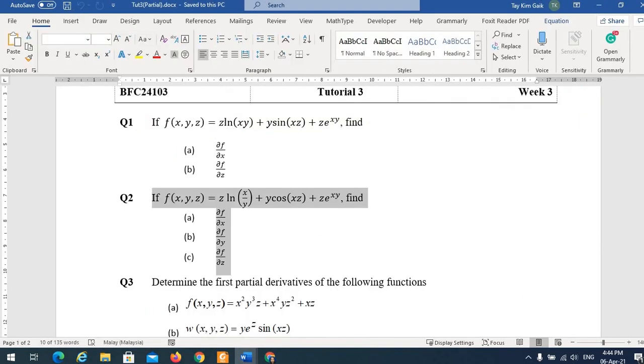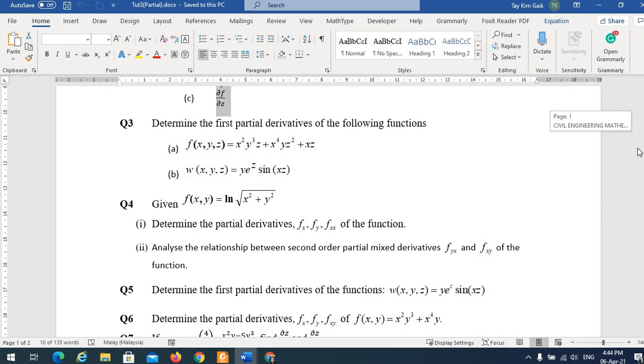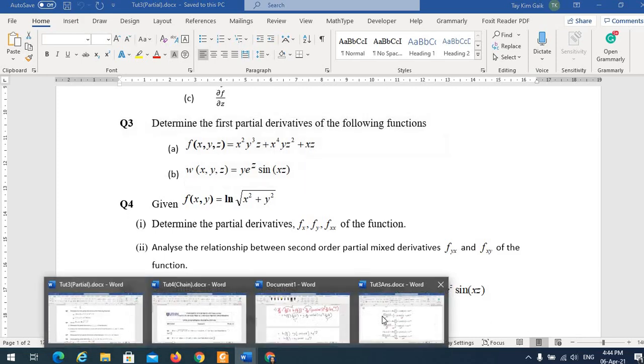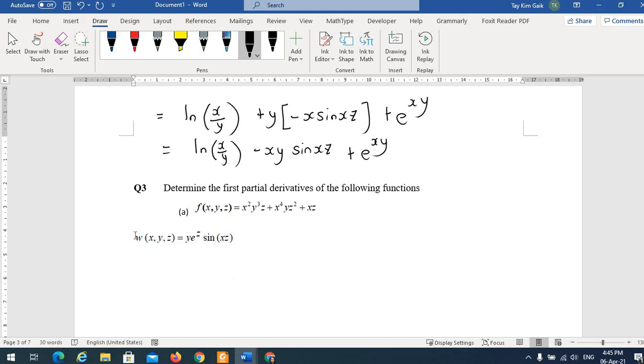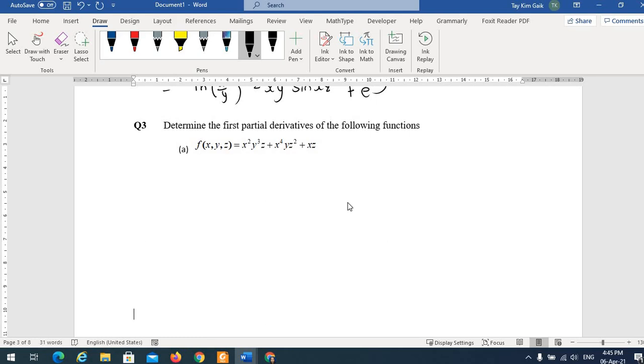Question 3. Determine the first partial derivative of the following functions. The first partial derivative means just determine ∂f/∂x, ∂f/∂y, ∂f/∂z. First one, ∂f/∂x, or can be written as fx.